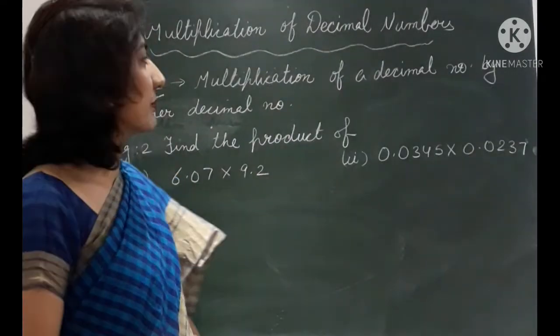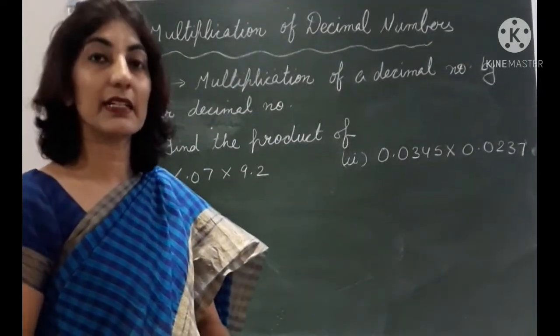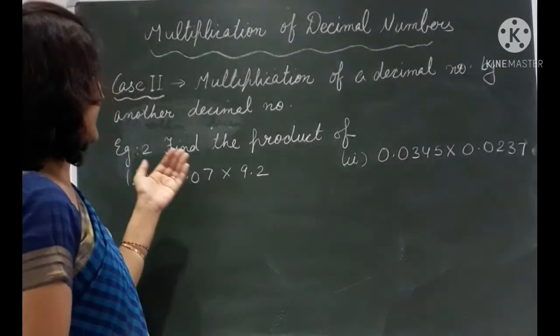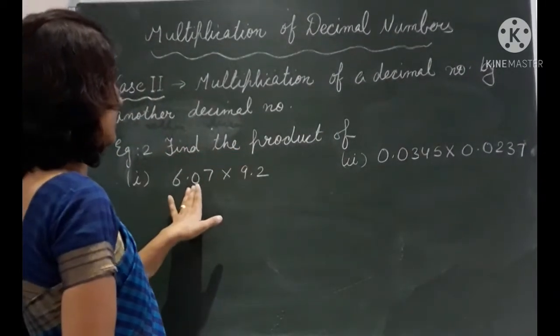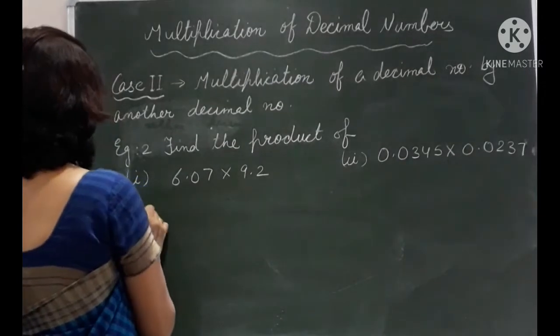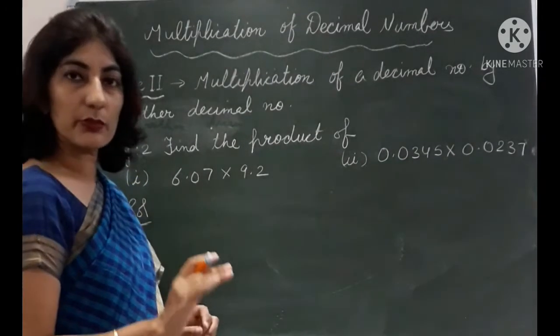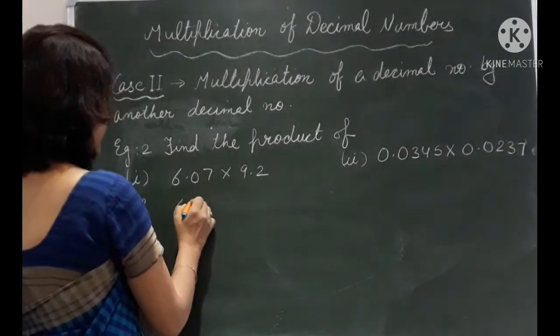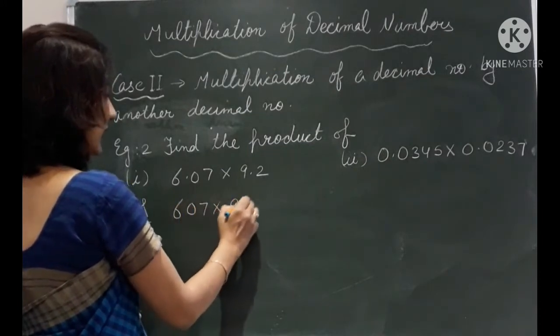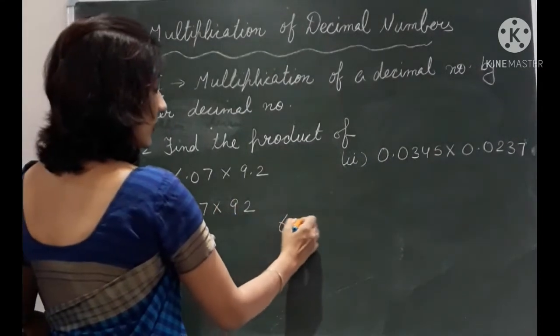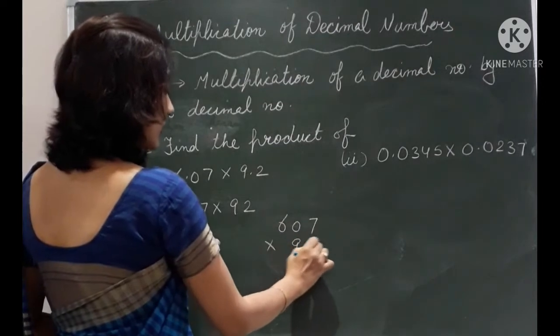Case 2 is multiplication of a decimal number by another decimal number. Let us take an example. Find the product of 6.07 into 9.2. Here also, first remove the decimal and multiply the numbers. 607 multiplied by 92. Multiply 607 into 92.